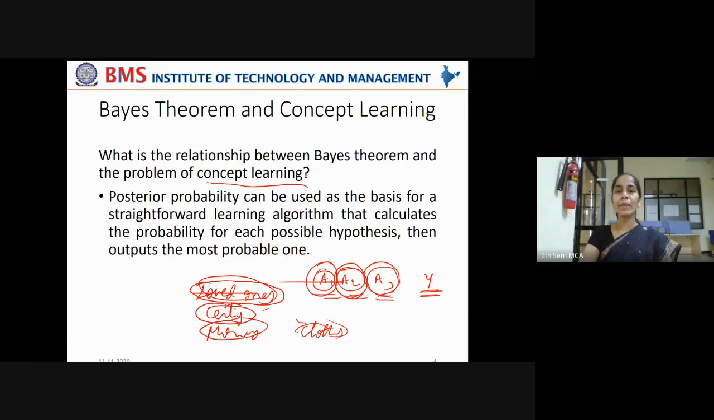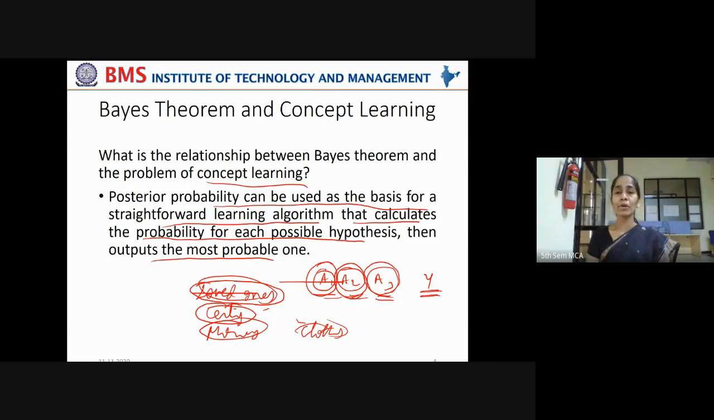Now, how is this Bayes theorem related to concept learning, let's see. Posterior probability can be used as the basis for a straightforward learning algorithm that calculates the probability for each possible hypothesis, then outputs the most probable one. So what is posterior probability here? It is the basis for a straightforward learning algorithm that calculates the probability of each possible hypothesis.